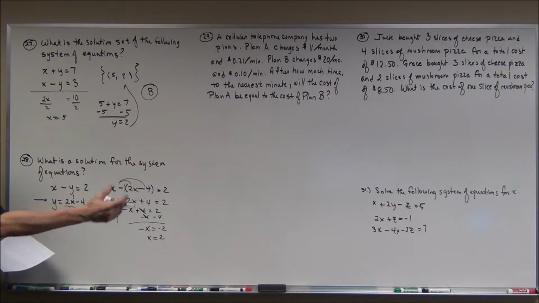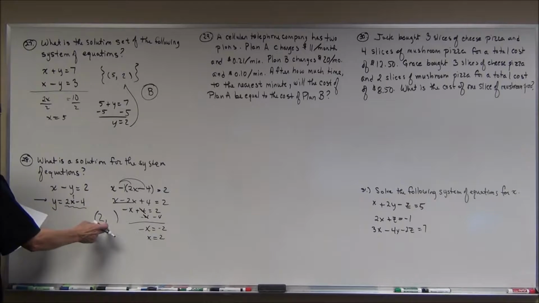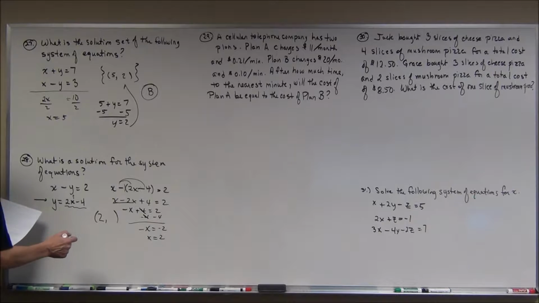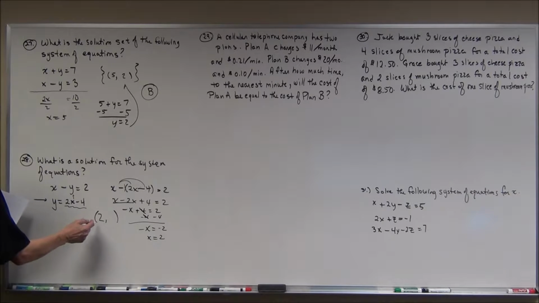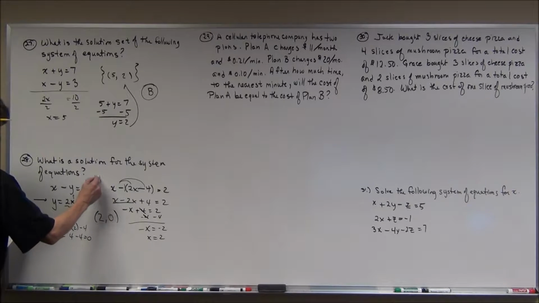So right away, especially if I'm hurting for time, I can feel pretty comfortable with putting that answer in. But I'll go ahead and plug it in just for the heck of it, back into the equation that I used for the substitution. Put the 2 right in there. Y equals, because the y is already by itself, y equals 2 times 2 minus 4. 4 minus 4 is 0. And that is answer B.